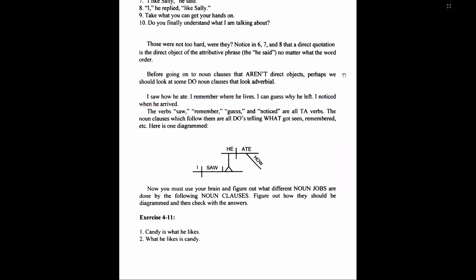We have "I saw," right? That's normal. We're used to that. We have our subject, verb, and then we have the direct object, how he ate. So we're going to diagram the whole thing in the direct object place.